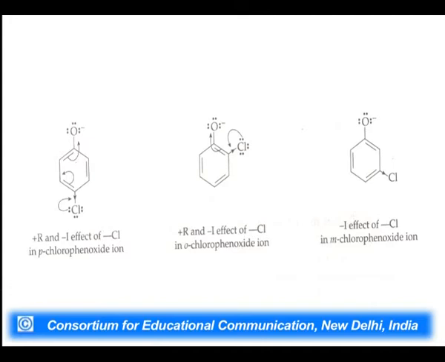What we know here is that in the case of all three compounds, it is the minus I effect which is stabilizing the anion because it is withdrawing the electrons. Whereas, because of the plus R effect, when the halogen is present at ortho and para positions, it is destabilizing this because it increases the electron density on the oxygen group.